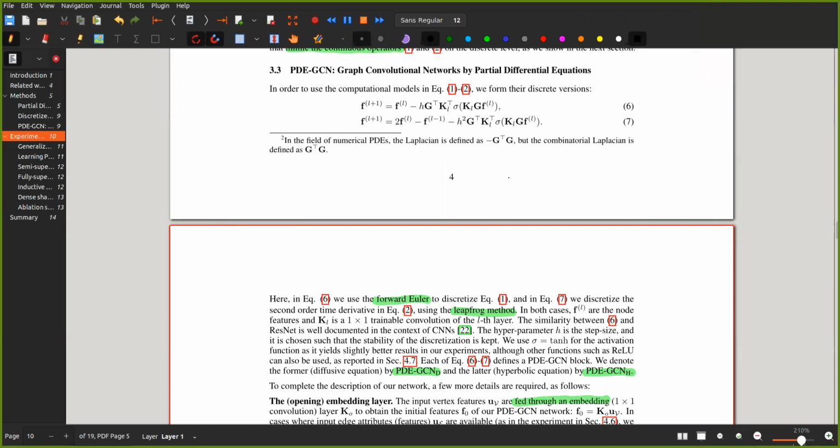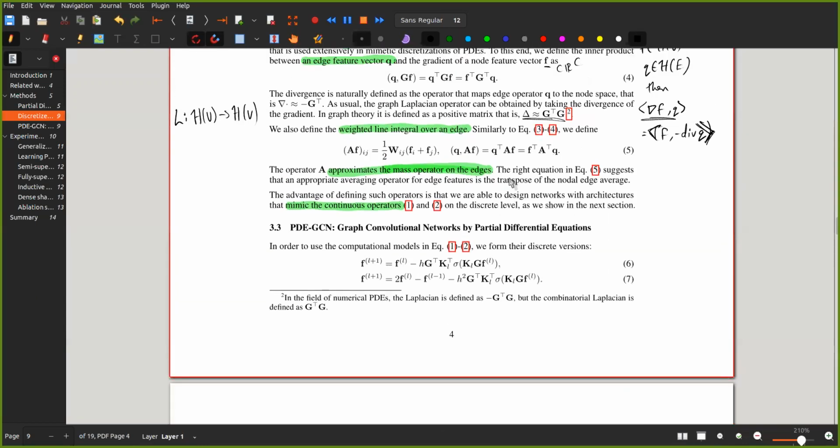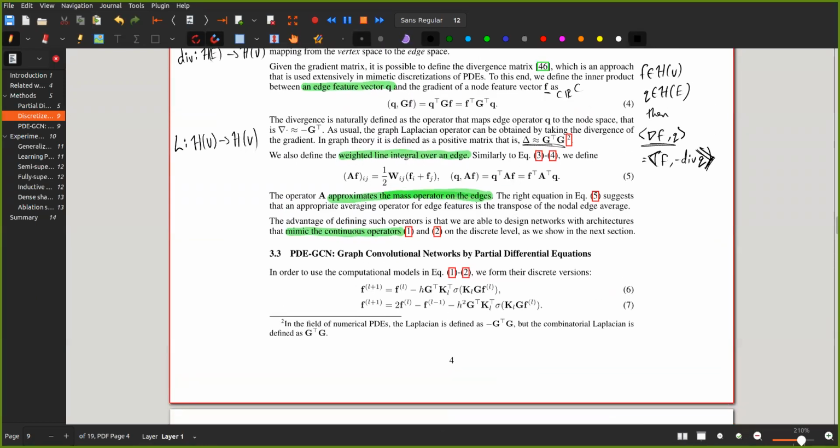I've got a question. They say that in the discrete version, the Laplacian is G transpose G instead of minus G transpose G. Doesn't it change the whole dynamics, taking the opposite of the Laplacian? Because then, for example, you don't have a wave equation. You have something like the D'Alembertian or something like that. I don't know.